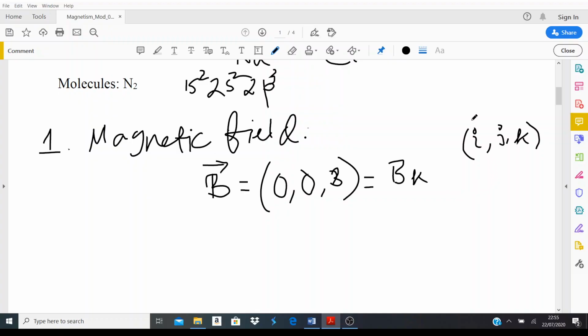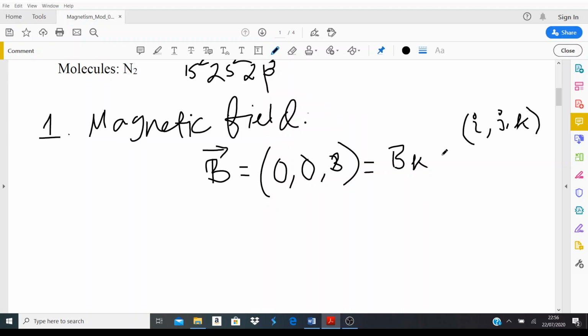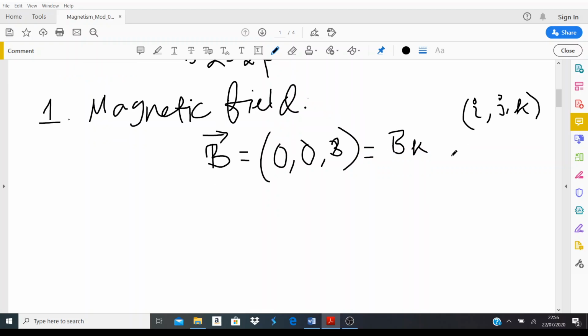Note that I'm not putting any hat, usually used in vector calculus to denote unit vectors, because it can confuse you with the operators in quantum mechanics, right? So when I write i, j, k, it means that they are unit vectors. That's one important thing. Another important thing I want to mention is that the magnetic field is a measurable quantity, right?